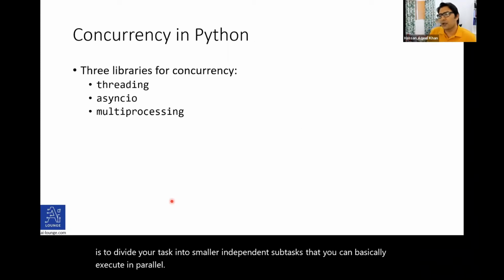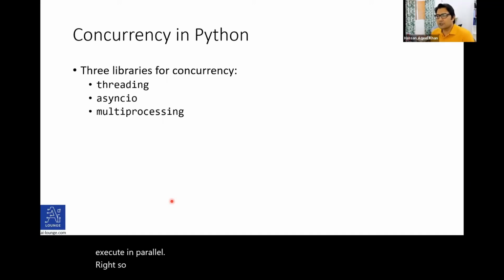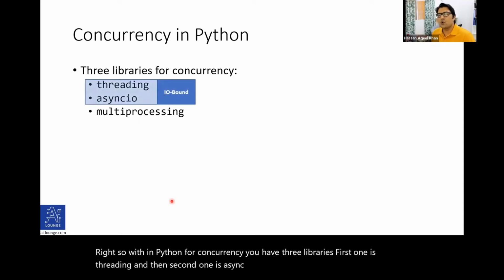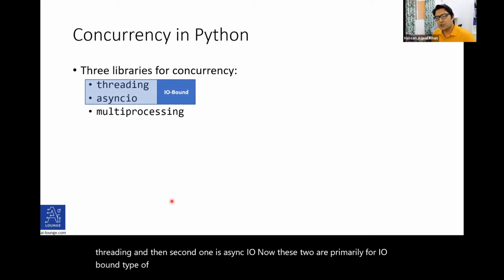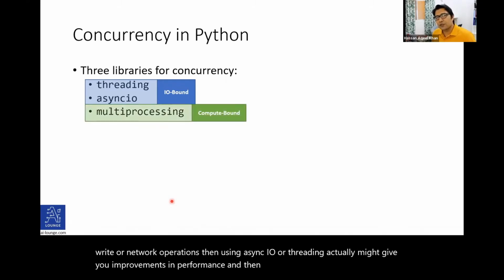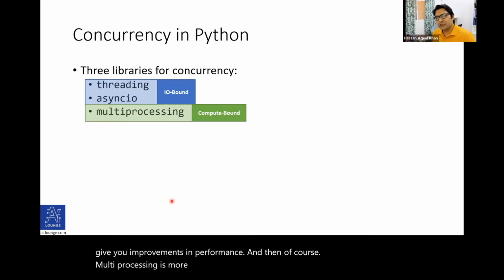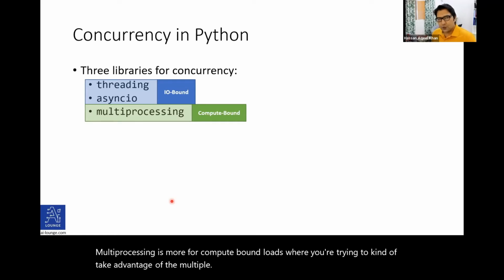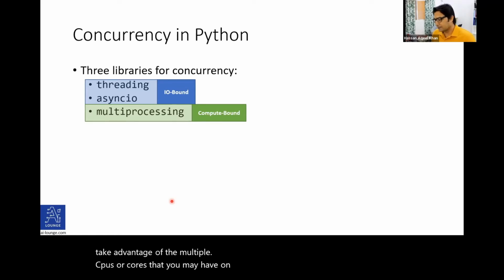Right. So within Python for concurrency, you have 3 libraries. The first one is threading, and the second one is async IO. These two are primarily for IO bound situations. So if you have a program where you are doing a lot of read-write or network operations, then using async IO or threading might give you improvements in performance. And then, of course, multiprocessing is more for compute bound loads, where you're trying to take advantage of the multiple CPUs or cores that you may have on your system's processor.